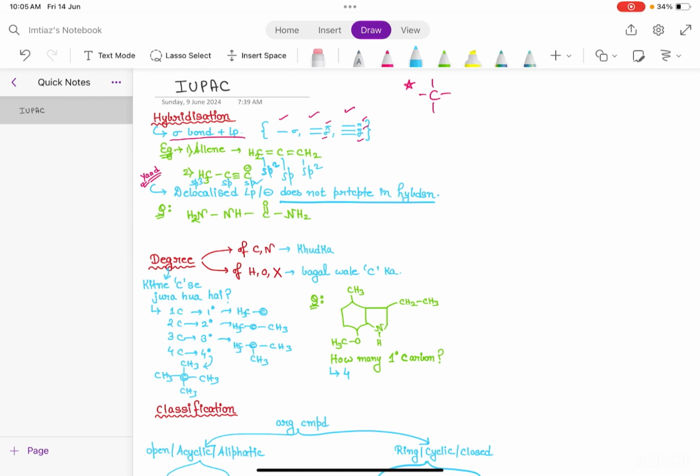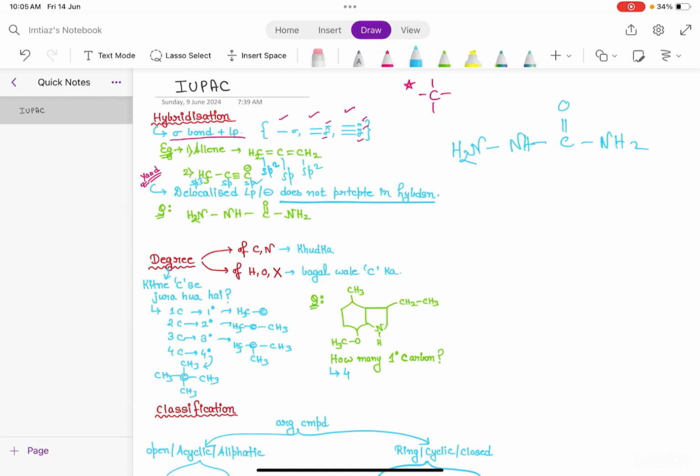A very important point. You miss it and you lose the marks. So let us discuss the example mentioned. It is nitrogen, carbon, and a nitrogen.